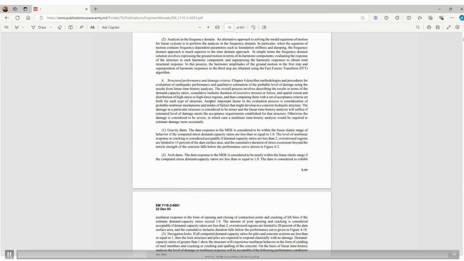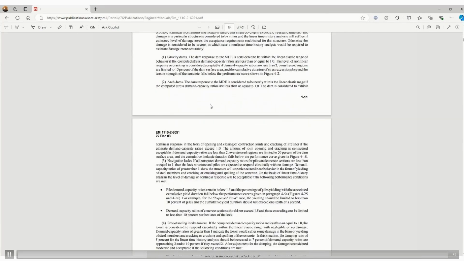The damage criteria will come to gravity dams. The dam response to the maximum design earthquake, MDE, is considered to be within the linear elastic range of behavior if the computed stress demand capacity ratios are less than or equal to 1. The level of nonlinear response or cracking is considered acceptable if the demand capacity ratios are less than 2. What is the demand capacity ratio? It is the induced tensile stress divided by the allowable tensile stress. If it is 1, that means our gravity dam is behaving linearly and is perfectly safe.